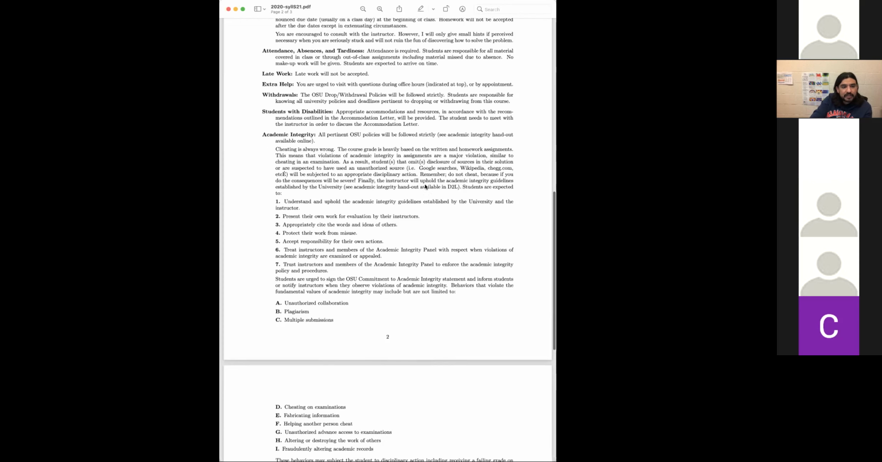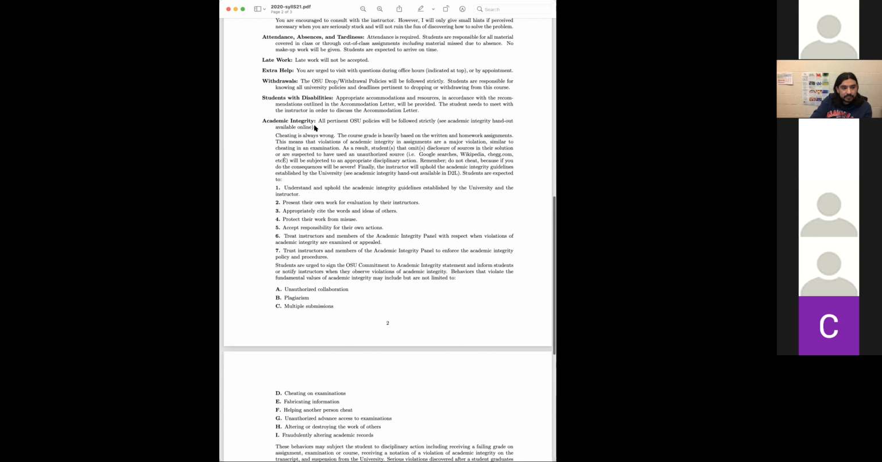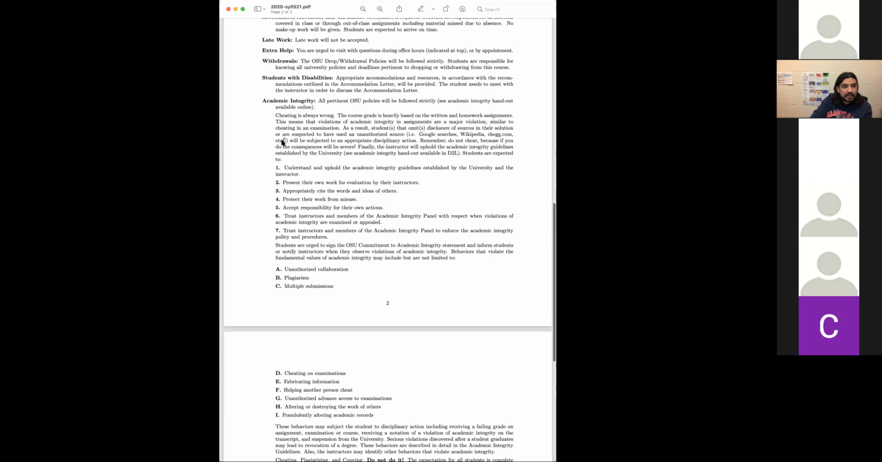All right, so everybody is familiar with the academic integrity policy in our university, right? You guys have seen this. Again, there's a typo right here. I think this is supposed to be the comma dot.